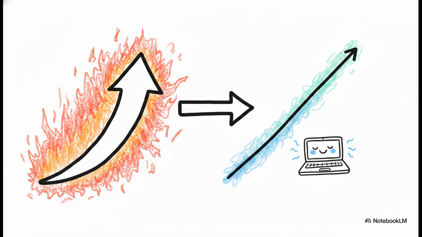To put all that abstract math into everyday perspective, this efficiency hack is exactly why your laptop or your tablet doesn't literally catch on fire during generation. You get the intelligence of a massive, wide network, but the computational heat and battery drain of a narrow one. It's a total game changer.